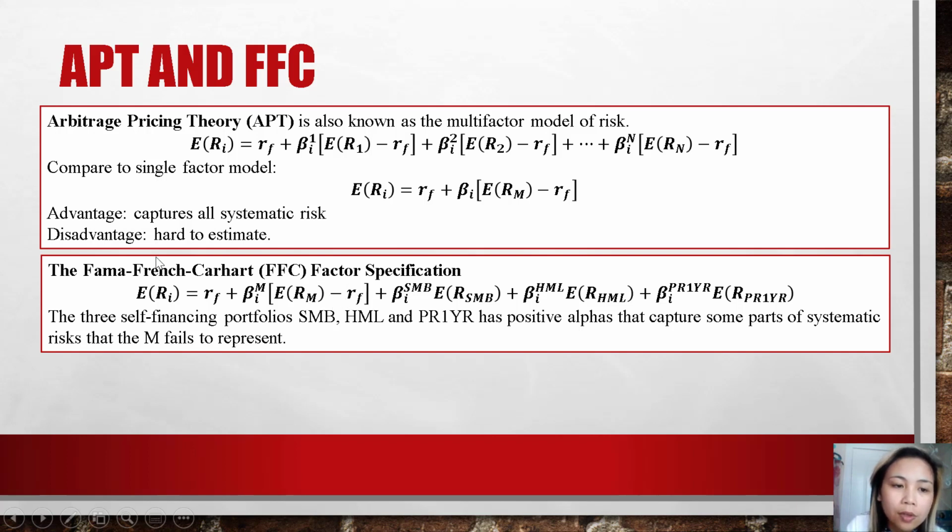See that? So if you compare the APT and the FFC, we see that the N factors in the APT are risky portfolios. That's why we have to subtract RF. But in the Fama-French-Carhart model, these are not risky, so we don't have to subtract RF. And here we got 4 self-financing portfolios. The market portfolio is also a self-financing portfolio, but only the last 3 have positive alphas that capture some parts of systematic risk that RM failed to represent.